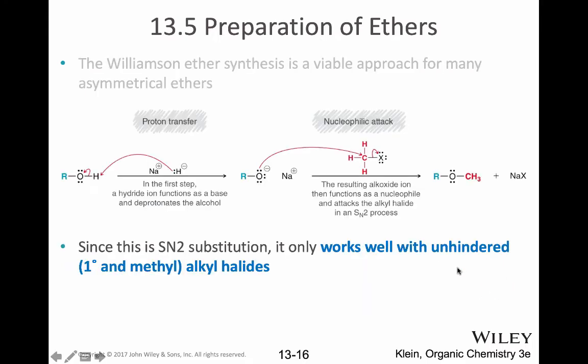Now, because this second step is an SN2 reaction, this reaction only works really well if this alkyl halide is unhindered. So ideally, you want the alkyl halide to be a primary alkyl halide or a methyl alkyl halide. You technically can use secondary alkyl halides, but once you start getting into the secondary alkyl halides, you're going to start getting the E2 elimination process to compete. So a lot of times when you use the Williamson ether synthesis, you're using methyl iodide or ethyl iodide, something like that.